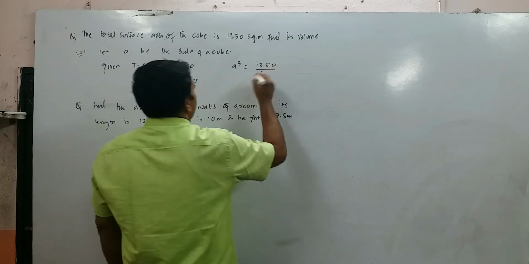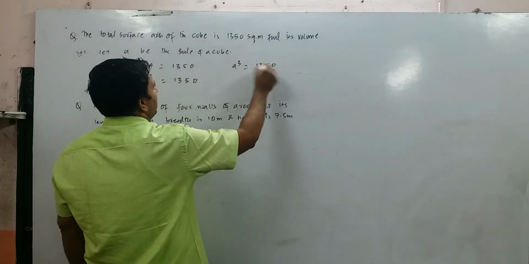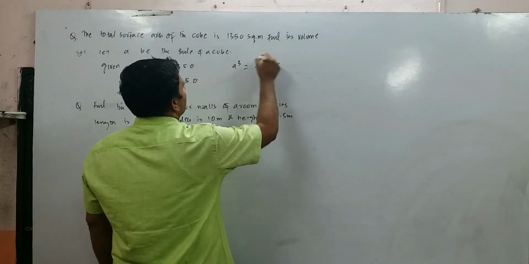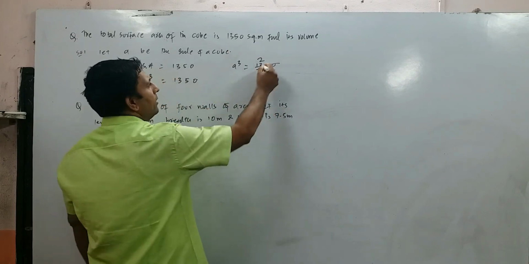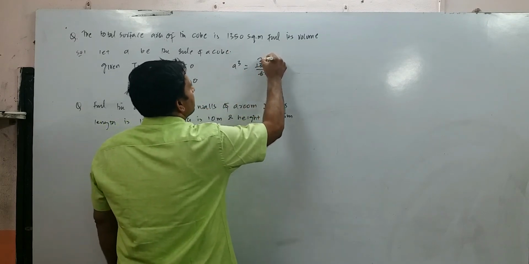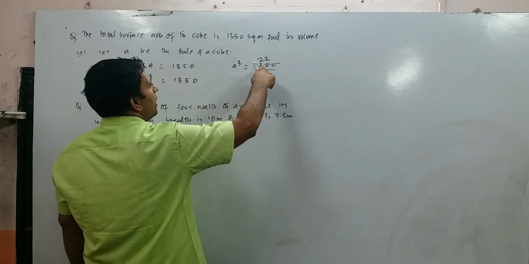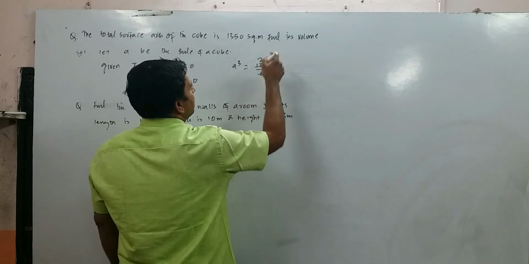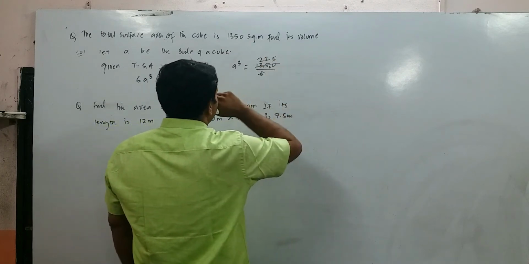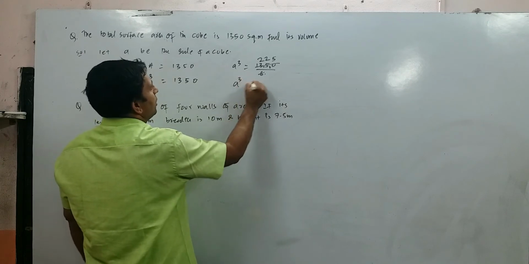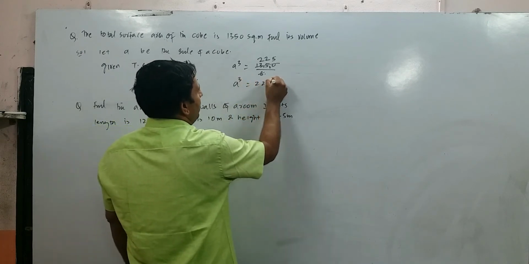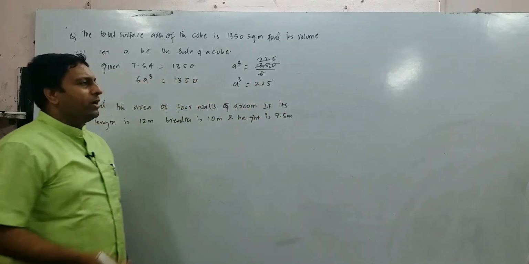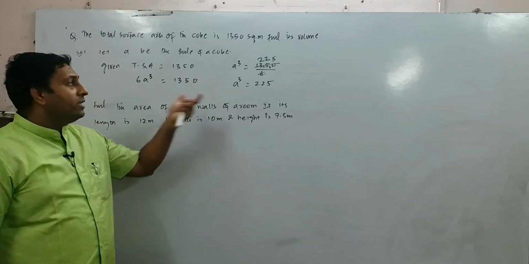Alright. Now, if you divide by 6, 6 2s are 12, 1 carry. 6 2s are 12. Out of 15, 12 goes 3 carry. 6 5s are 30. So you got a cube is equal to 225. Now if a cube is equal to 225, then what is the value of a?